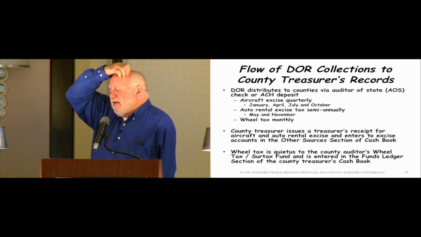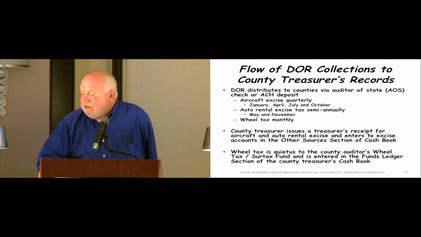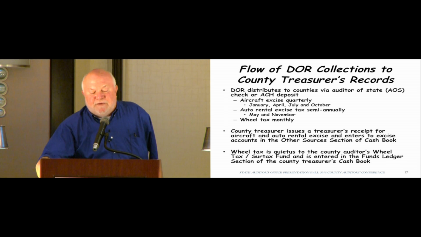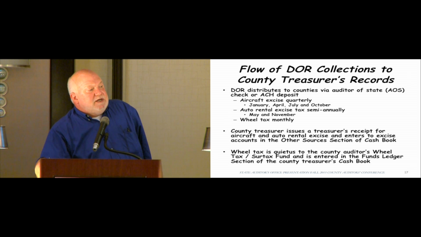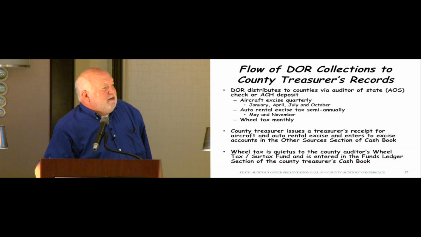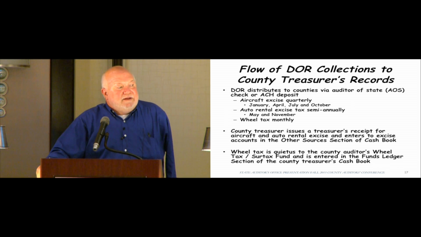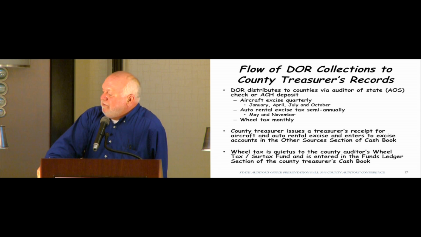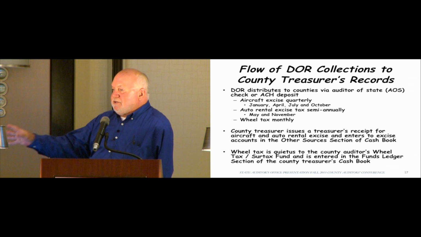The reason is that we have learned that some of the problems with the excise balance in the excise ledger for the auditor and the excise on the treasurer's cash book differing is because the treasurer has put the wheel tax and excise surtax on the excise line of the cash book. That has caused problems and confusion, and then having to sort that out after the fact. It's much cleaner that whenever the money is going to get posted into the records, it just be quietused directly to the fund.